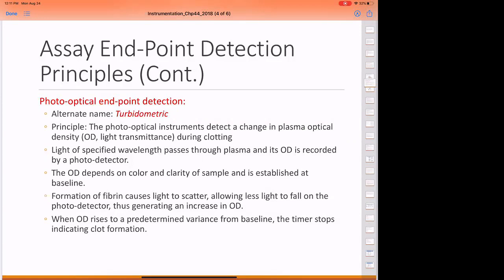The formation of fibrin causes the light to scatter, allowing less light to fall on the photodetector, thus generating an increase in the optical density. When the OD rises to a predetermined variance from the baseline, the timer stops, indicating clot formation.